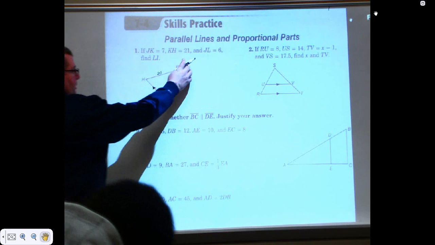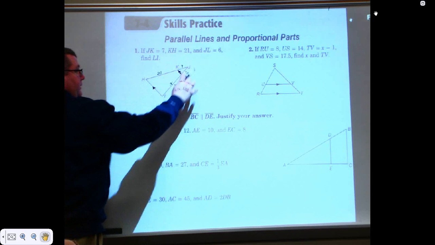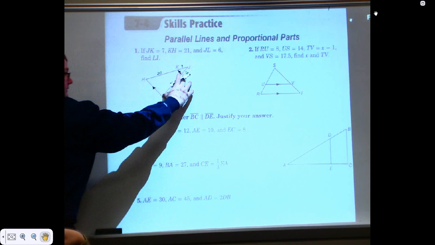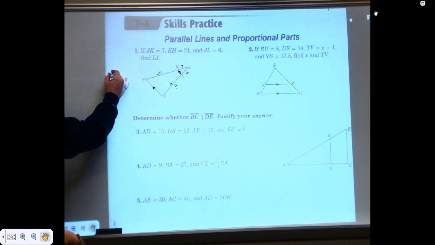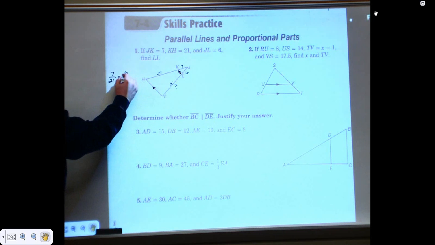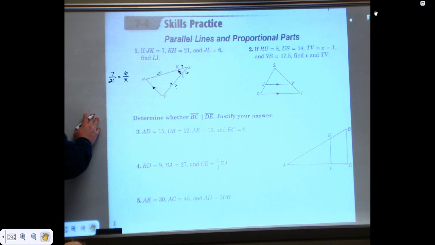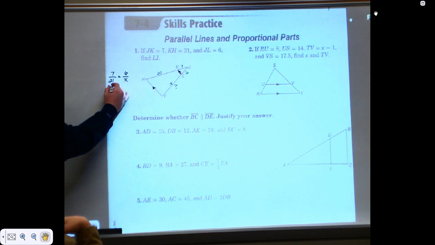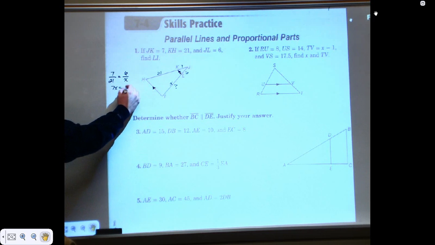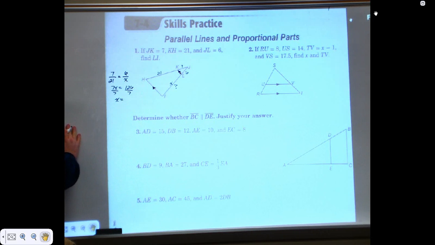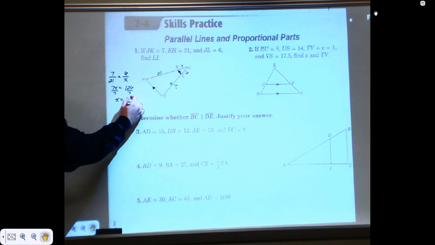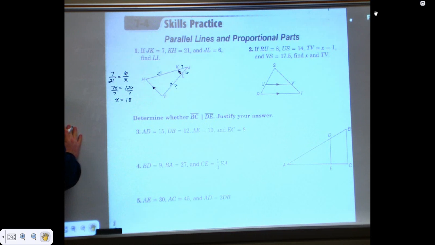So what I know is this smaller part up here over the larger part would equal the what? Smaller part of the other over the what? So what would my proportion be? Someone tell me. 7 over is equal to? Any questions there? I expect to see that on your paper and see it solved. 7x is equal to 126, is that correct? What's x equal to? Is that correct? So I found x.